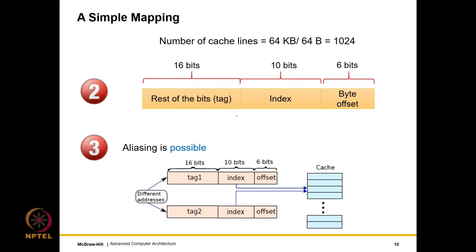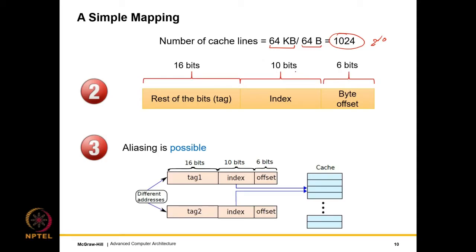So let's proceed. The number of cache lines is 64 kilobytes divided by 64 bytes. So a block is also called a cache line, and these terms are typically used interchangeably, even though we will make a slight distinction. A block will be referred to as the contents, the 64 byte contents, and the cache line will be referred to the location in a cache that stores a single block. So the number of cache lines that we will have is 64 kilobytes divided by 64 bytes, which is 1024. This is 2 raised to the power 10.